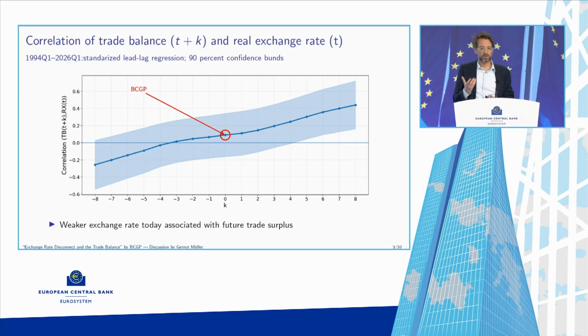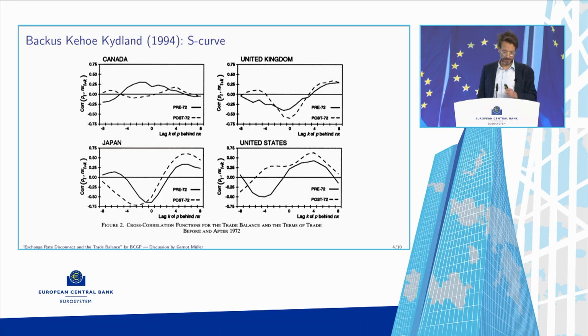And then you see indeed, that's the paper, the BCGP: there's 0 contemporaneous correlation. But if you look a little bit more into the future, you see this positive association coming up. That means that if you have a weaker exchange rate today, that is associated down the road with a trade surplus. That's how these variables are defined. It's a bit mind-boggling, of course, but we are used to that. But some of you may be reminded of the classic Backus-Kydland paper.